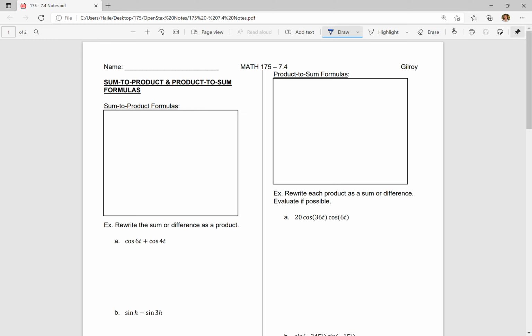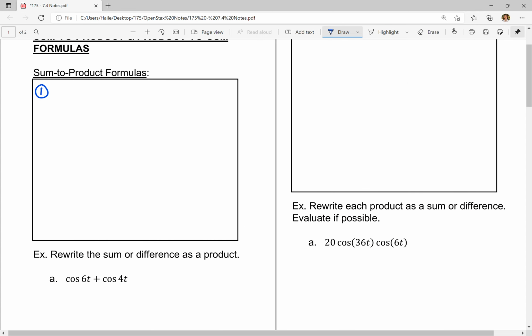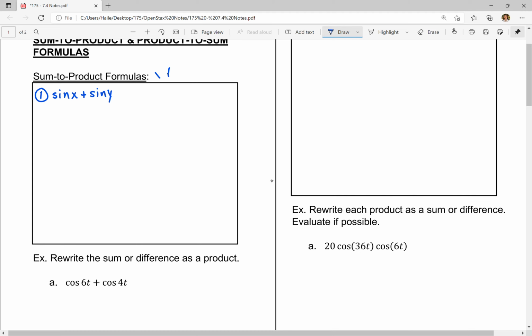because you do not get a formula sheet for the test. Okay, so the sum to product formulas are when we have something written as an addition or subtraction problem, but we want to turn it into multiplication or division. So first, maybe we have two sines added together. Maybe we have sine of x plus sine of y, and we're going to say that x and y are angles.